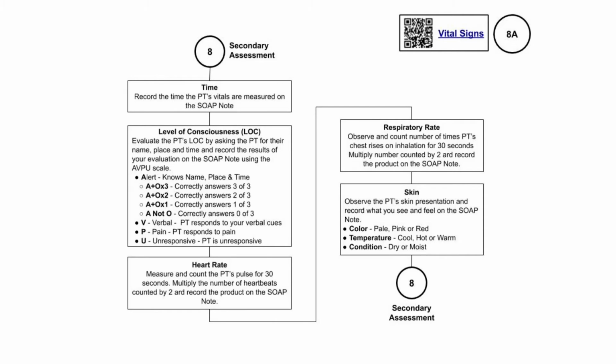And this time, the time is 2:20 p.m. Level of consciousness, once again, A plus O times 3. Heart rate is 80, respiratory rate 18, and the patient's skin is pale, cool, and moist. You notice now that the patient is keeping her eyes shut.